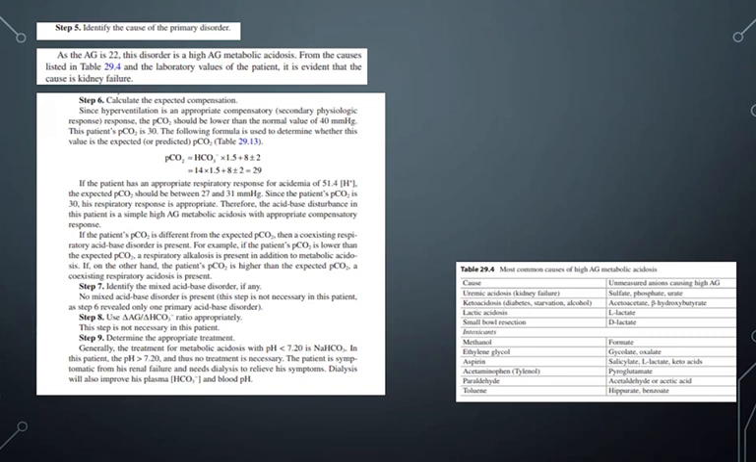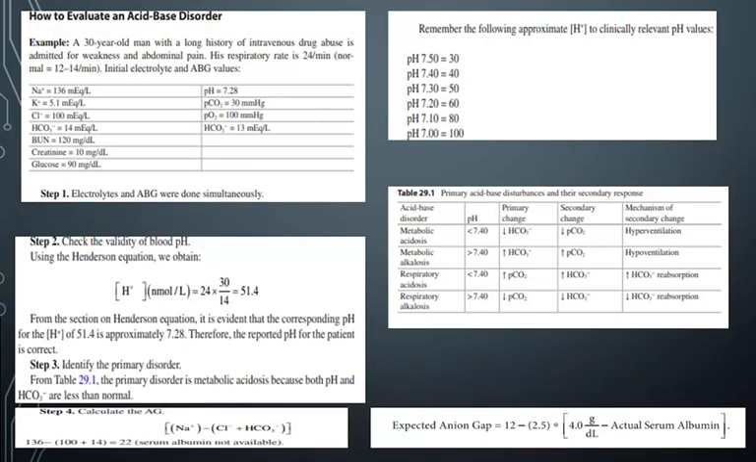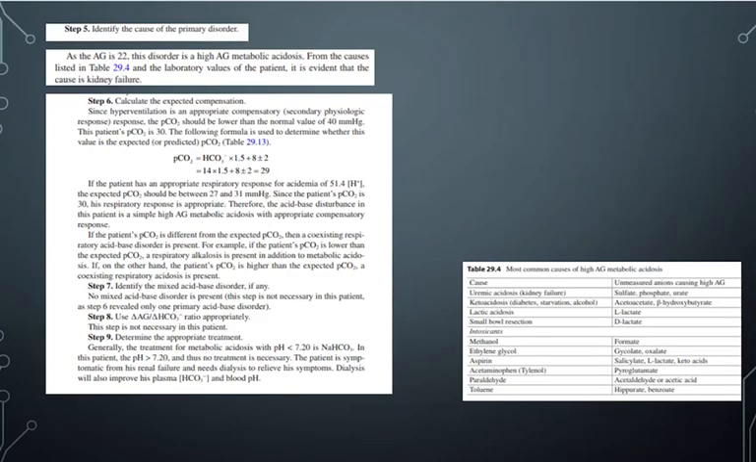Expected compensation is calculated by a formula known as Winter's formula, which tells you that the PCO2 is equal to bicarbonate times 1.5, plus 8, plus or minus 2. So here when you calculate, it will be 14 times 1.5 plus 8, which comes to approximately 29. The PCO2 in this patient is 30. So the Winter formula gives you the compensation, and it is adequately compensated. So there is no added element of a respiratory problem here.